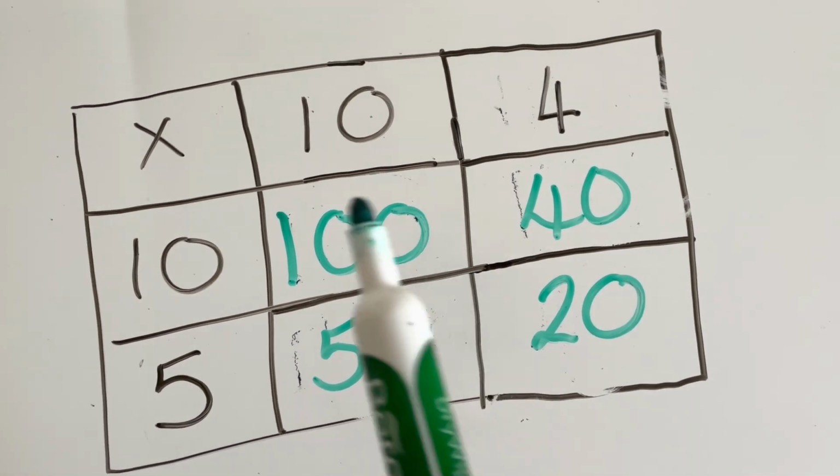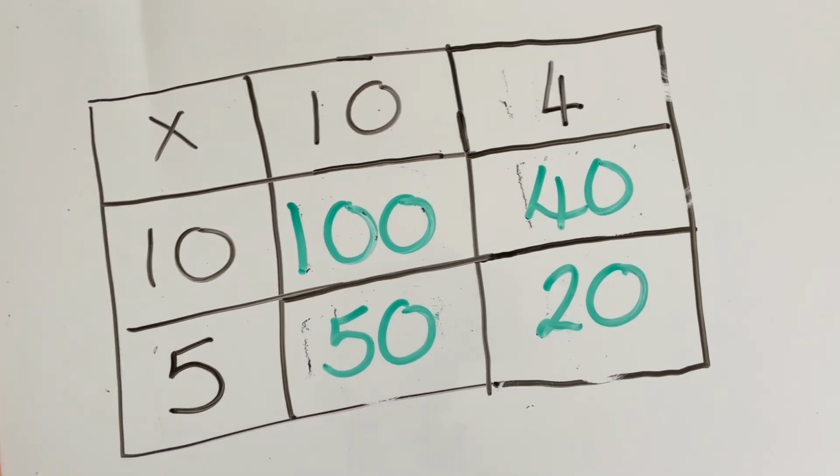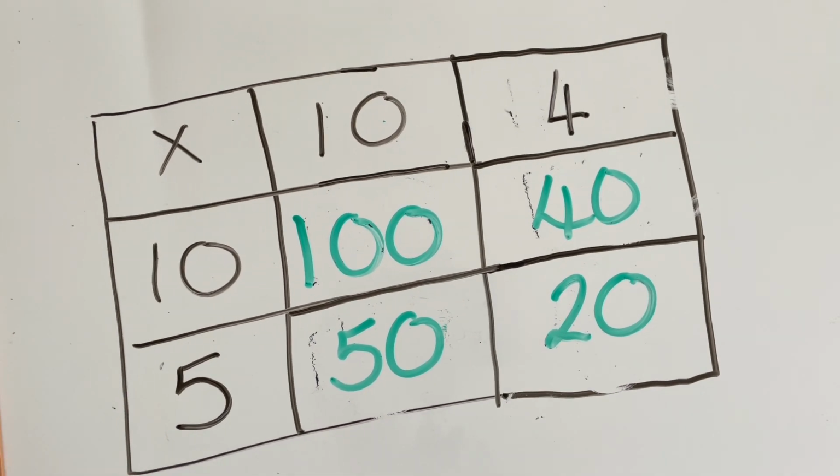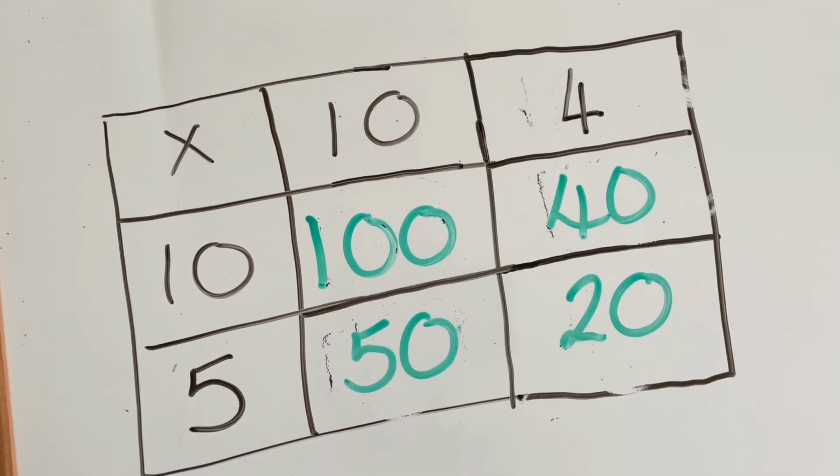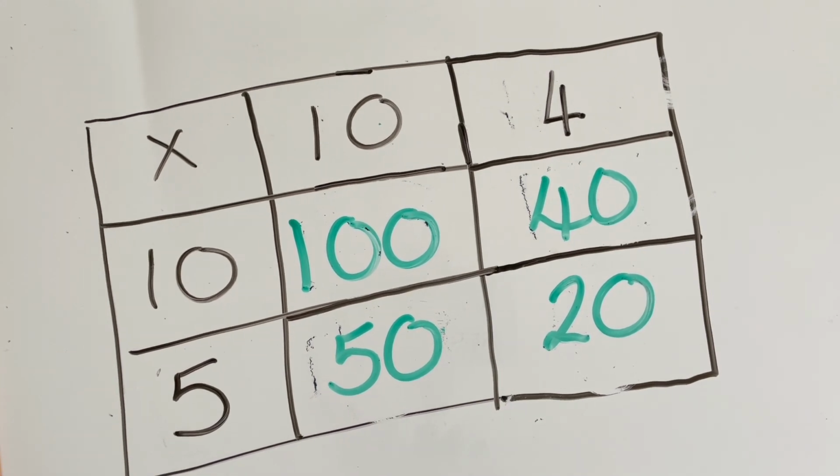Your job now is to add up the green numbers, or the numbers you have in your grid, and we'll see if we get the same answer. So when we come back, hopefully we'll both have the same answer.